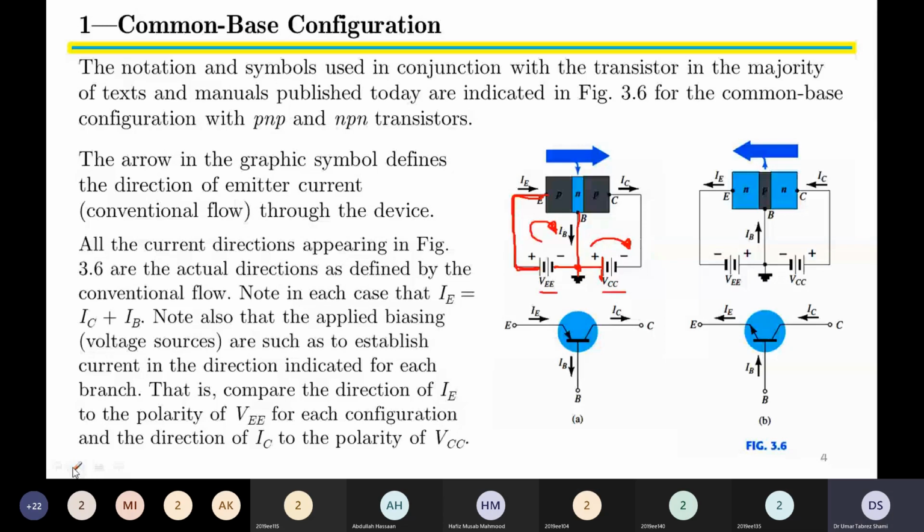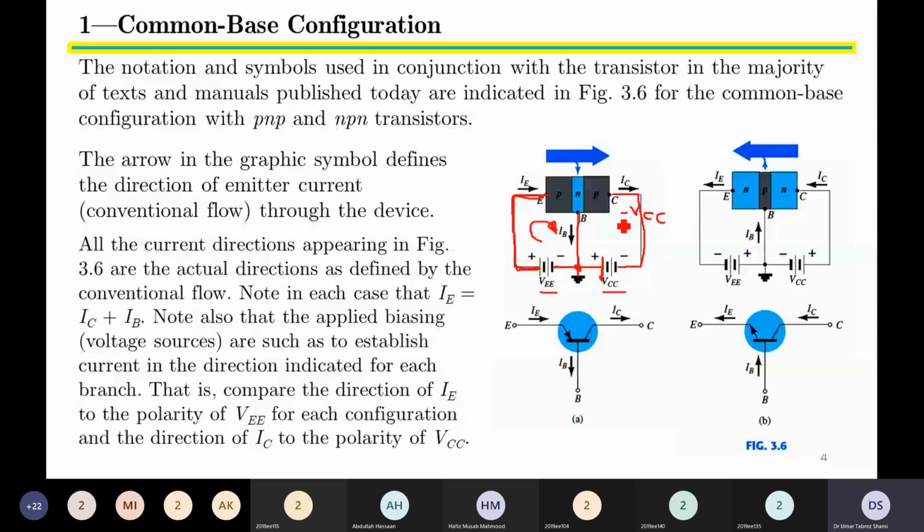Now the negative plate of the battery VCC is connected to the collector. So this means that the base is at 0 volts and the collector is at minus VCC voltage. Collector is at minus VCC. Why am I saying base is at 0 volt? Because base is grounded and the ground is always at 0 volts.